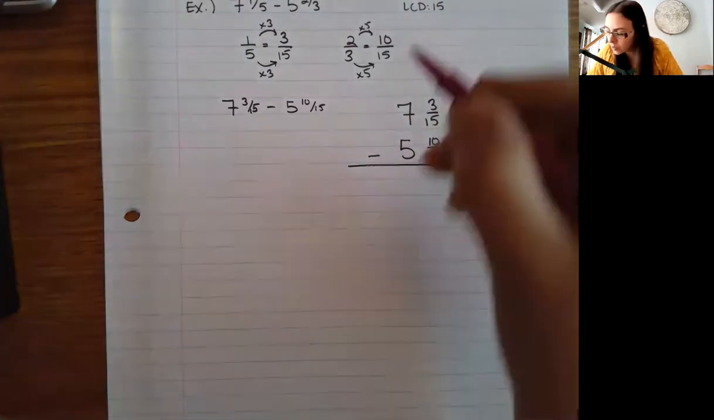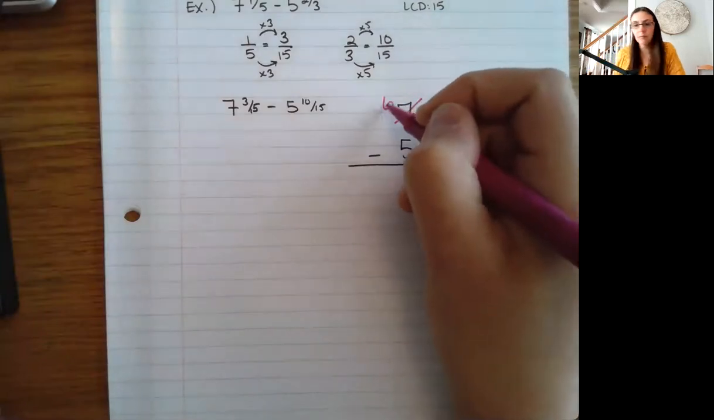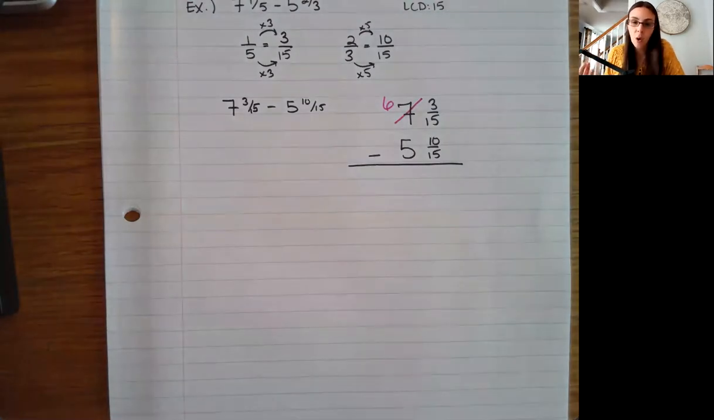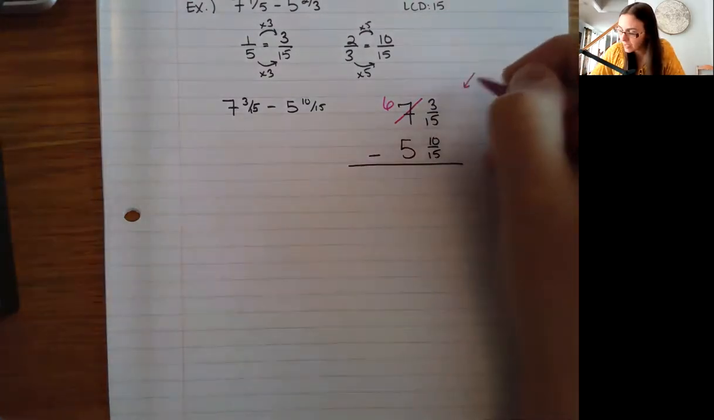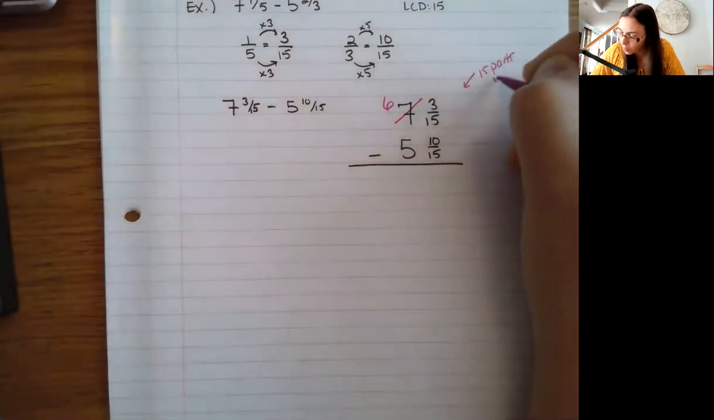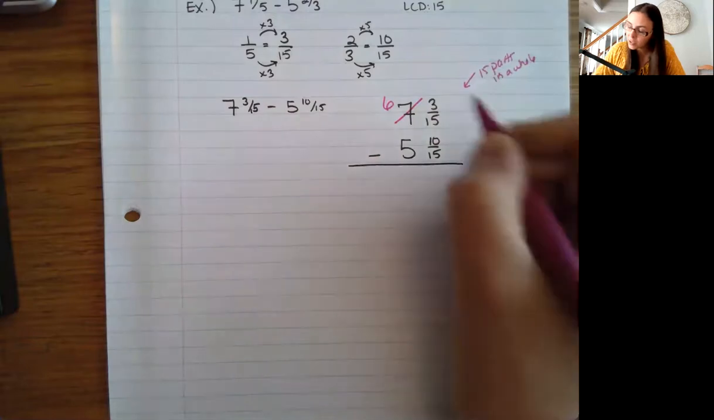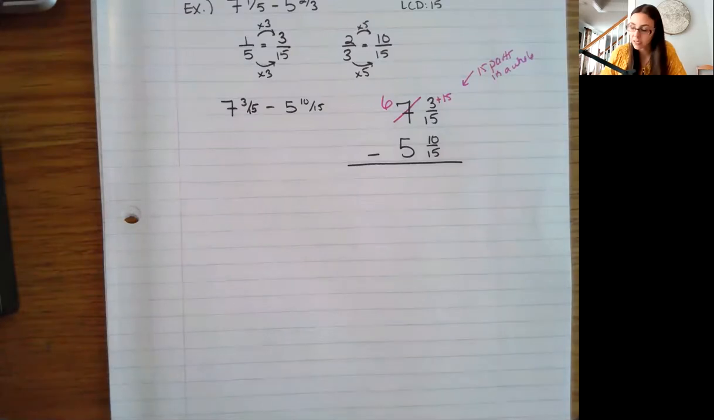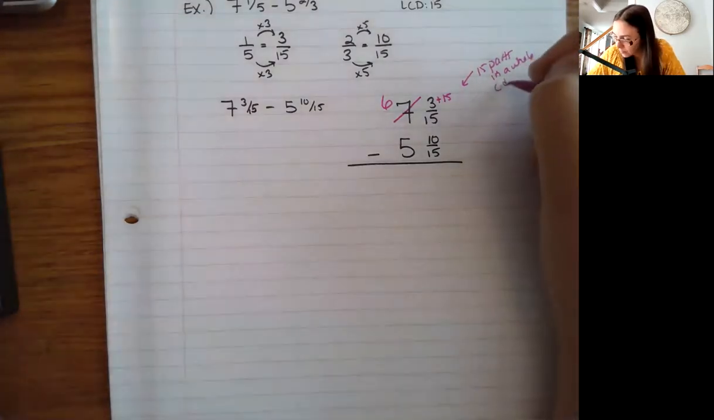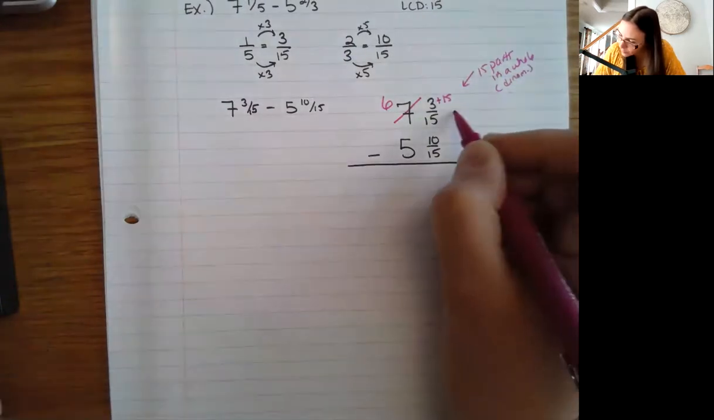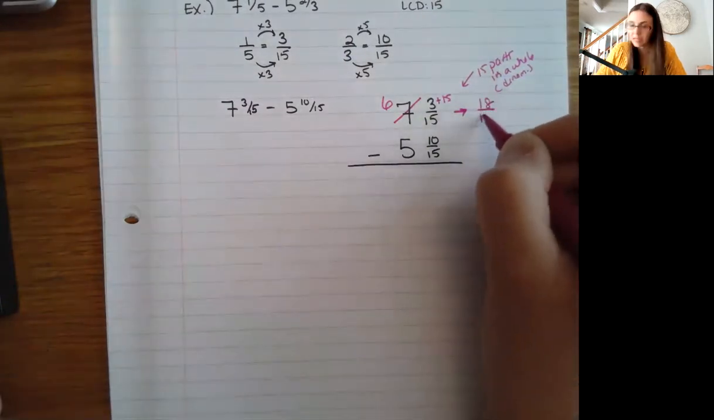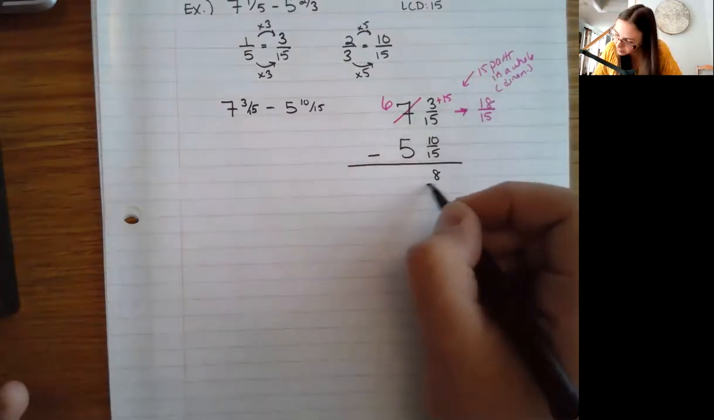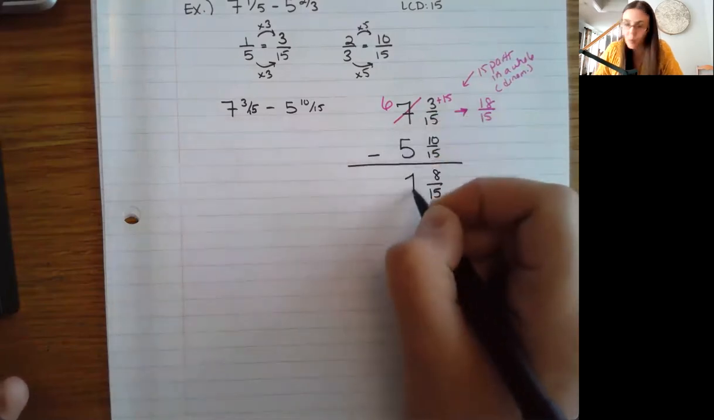So to borrow, we do take 1 from the 7, but this doesn't become a 13. I have to think about how many parts are in the whole. And here I have 15 parts in a whole. So I'm actually going to take that 3 and add 15 to it. So you add whatever your denominator is. So this becomes 18 over 15 now instead. So now I do 18 minus 10, which is 8, and 6 minus 5, which is 1.